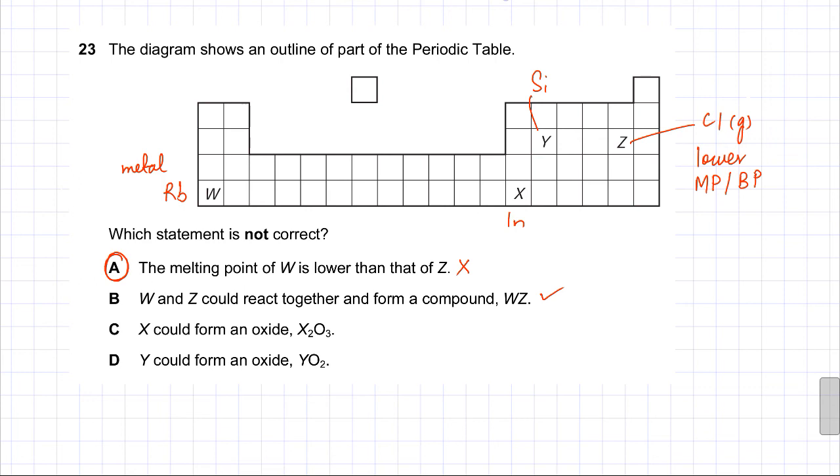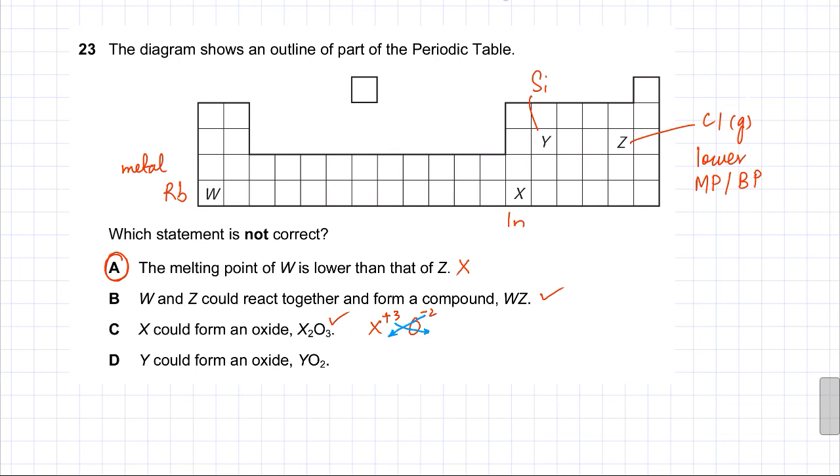The next one, statement C, is X could form an oxide X2O3. X is in group 3. If it's in group 3, that means it has a charge of +3. Oxygen is in group 6, which means it has a charge of -2. So if you use the crisscross method, you get the 2 over here and the 3 on this side. So the formula of the compound is going to be X2O3.